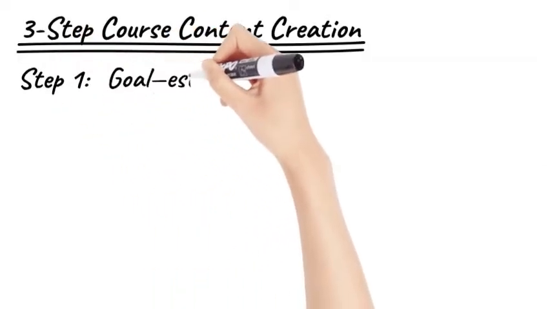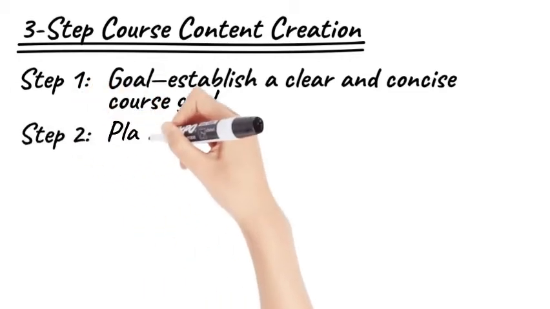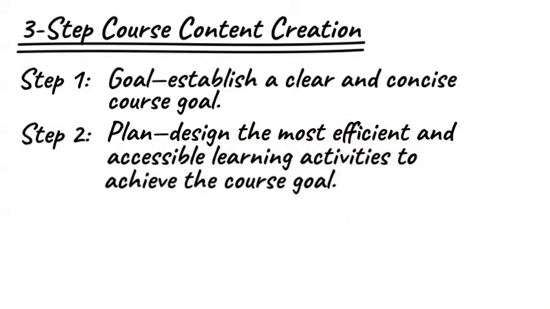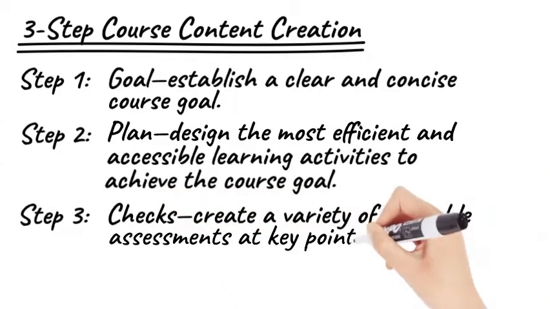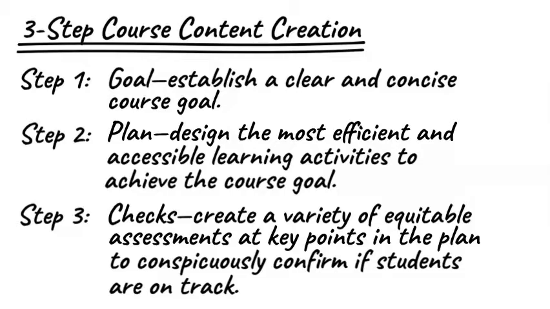Similarly, the first step in my content creation process is to establish a clear and concise course goal. The second step is to design the most efficient lesson plan to achieve the course goal. The plan must also include accessible activities to engage students with differing learning styles. The third step is to create a variety of equitable assessments at key points in the plan to conspicuously check if students are on track.